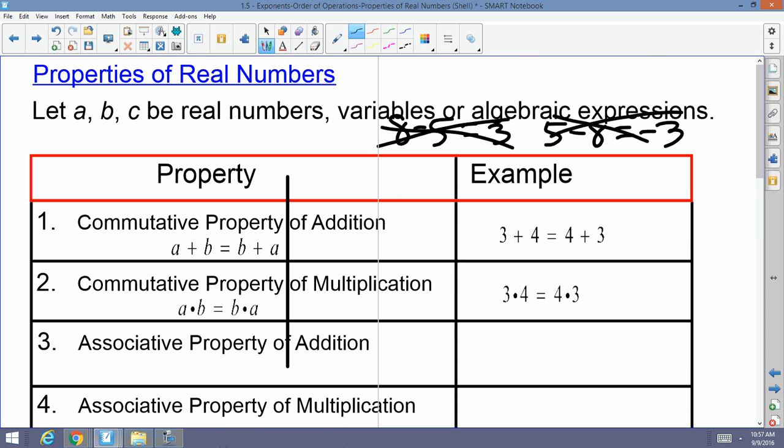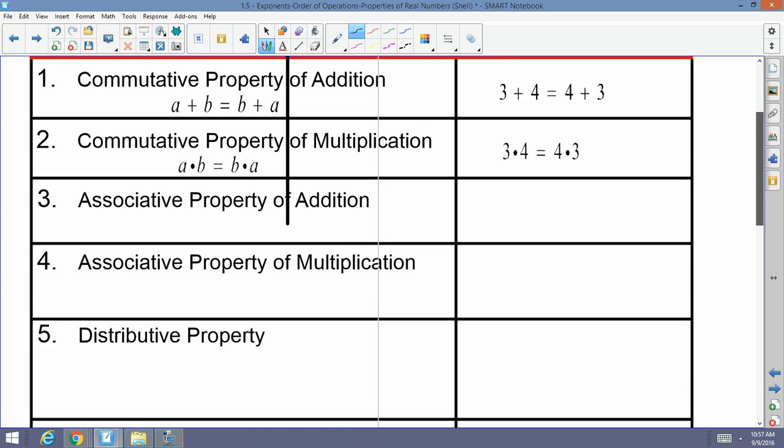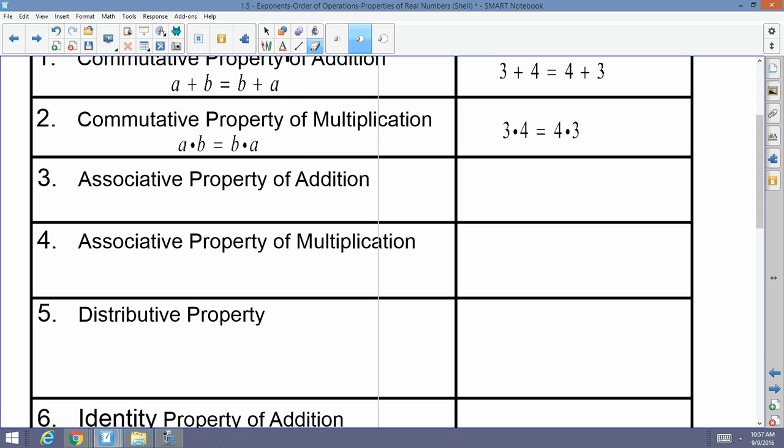Associative. Please pay attention, guys, to associative, okay? I've got A plus parentheses B plus C equals A plus B plus parentheses C. What's going on here, Mr. Moore? This is kind of the same as commutative, right?